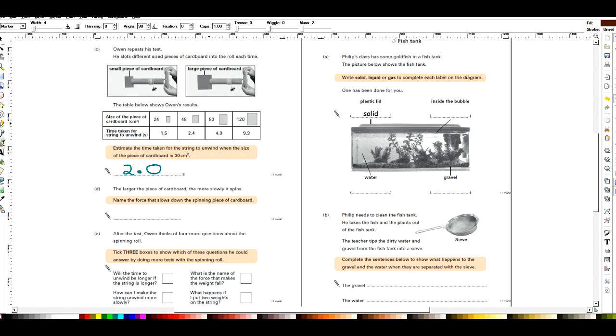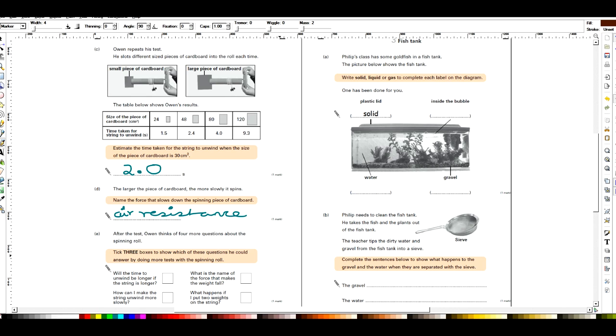So as the cardboard increased in size, the time taken for it to unwind also increased. Name the force that slows the spinning piece of cardboard down. Put your hand up if you know what the name of that force is. Gravity? No, gravity won't stop it spinning. So what is the force that's slowing it down from spinning? What do you call it? Air resistance.